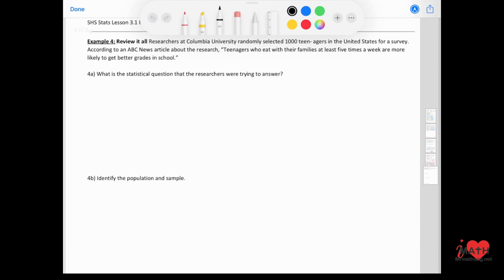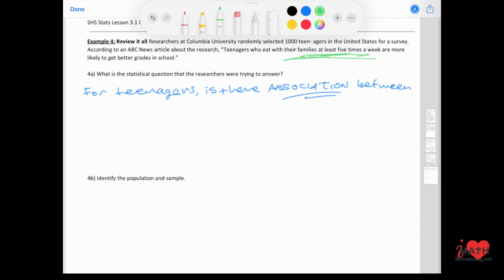So, who are they focusing on? They are focusing on teenagers. So for teenagers, is there an association? I capitalize this word because it is something we learned previously. Between, what are the two things? How often they ate, right? Frequency of eating dinner with the family, and what was the other one? Grades in school.